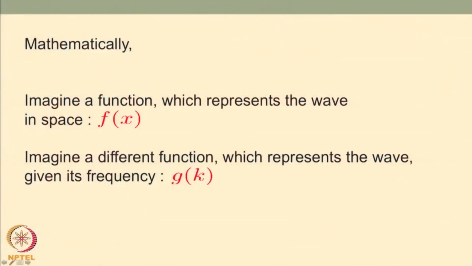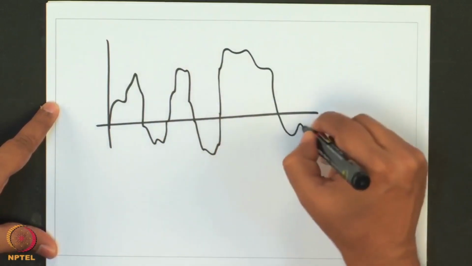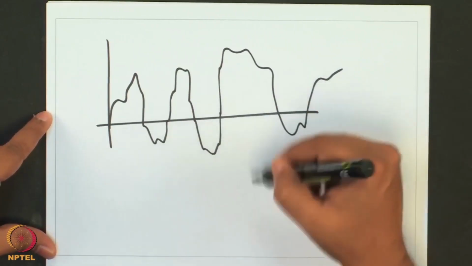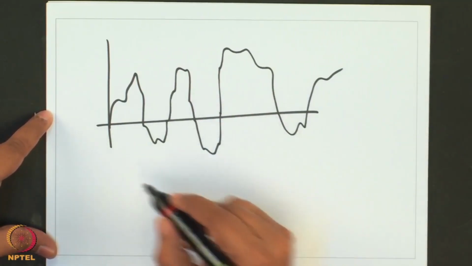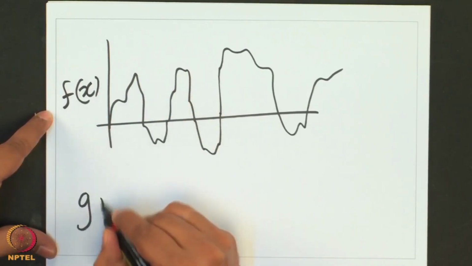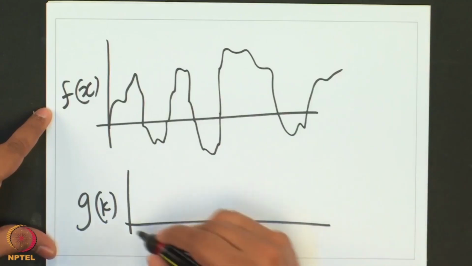So, for example, imagine a function which represents the wave in space, which is f of x. You can imagine a different function which represents the wave given its frequency, as a function of its frequency. So, you can represent g of k or g of omega. So, let us think of some wave, some function. This could be any function you like. It could be even music, right? You have music which could be like sound increasing and decreasing. Now, instead of specifying this, which is f of x, I could specify some g of k, which is how often it repeats and what is its frequency, wave nature, etc.